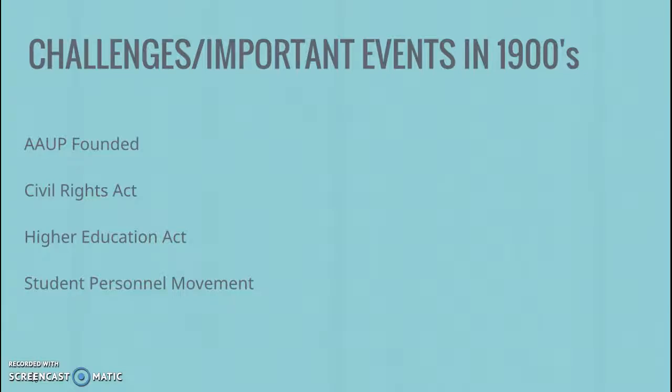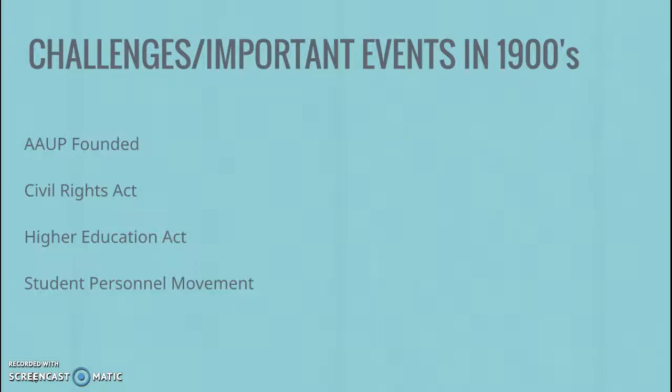The Civil Rights Act of 1964, the Higher Education Act of 1965, the creation of the GI Bill, as well as many other events, all vastly increased enrollment, diversity, and overall access to higher education in the 1900s. So as a direct result, a new need was identified in higher education.